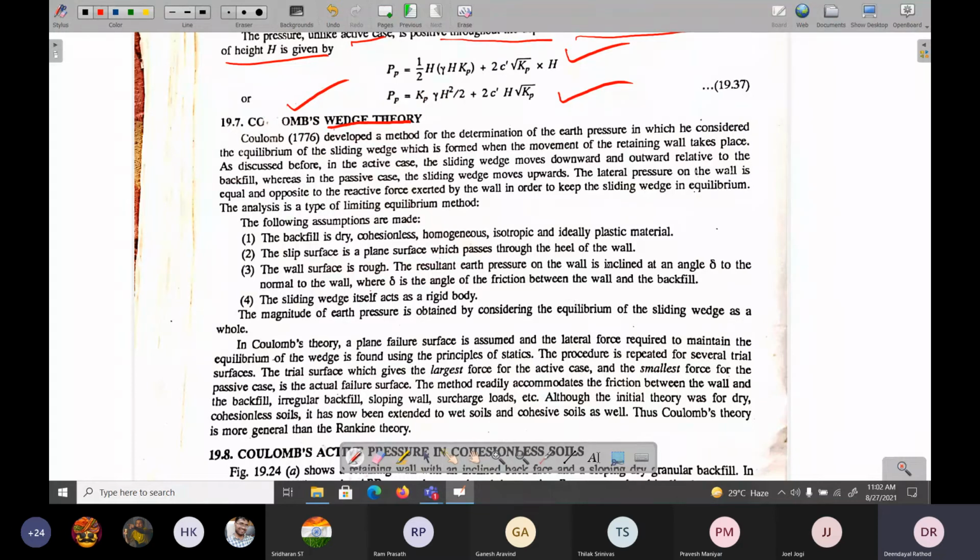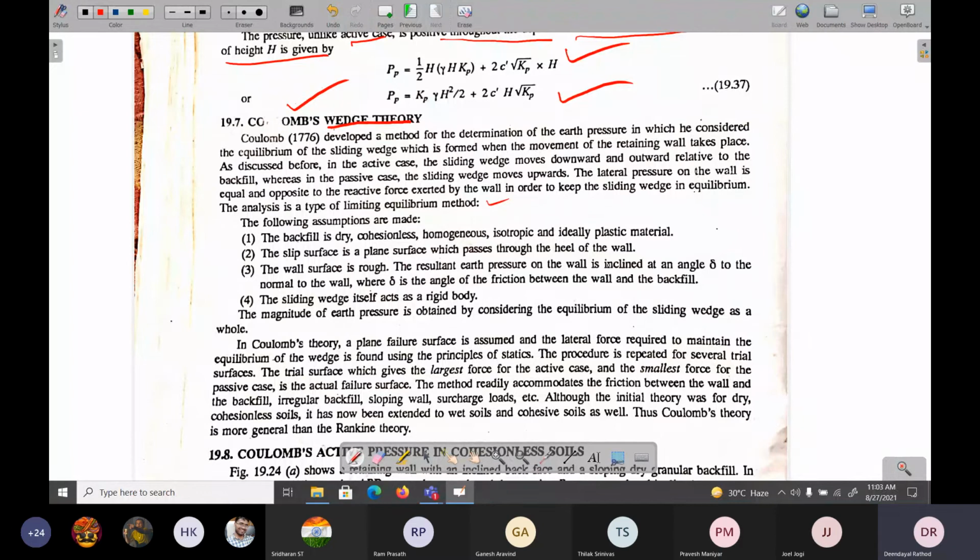Coulomb in 1776 developed a method for determination of the earth pressure, in which he considered the equilibrium of the sliding wedge that is formed when the movement of the retaining wall takes place, as discussed before. In the active case, the sliding wedge moves downward and outwards relative to the backfill, whereas in the passive case it is the opposite. So he has considered the sliding wedge in equilibrium. The analysis is a type of limiting equilibrium method.